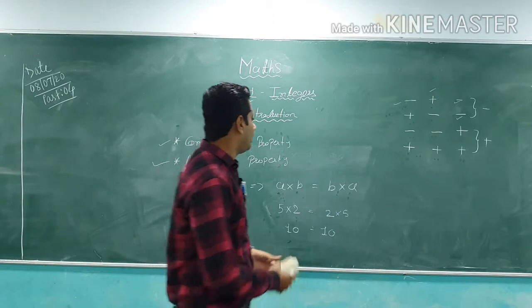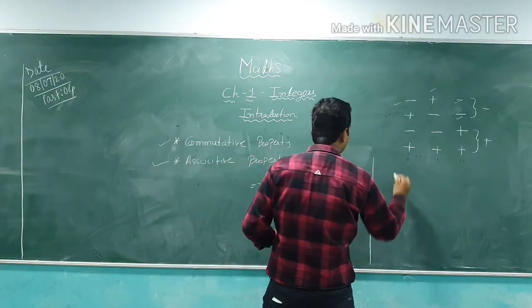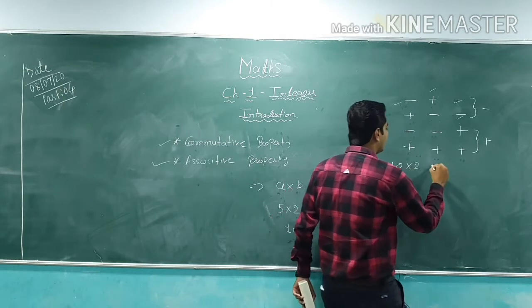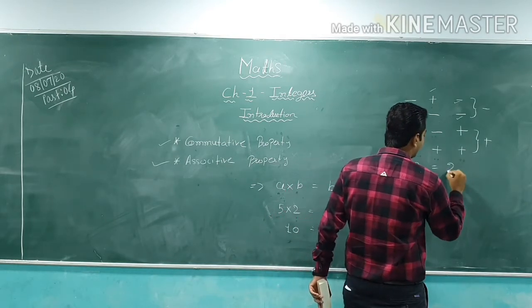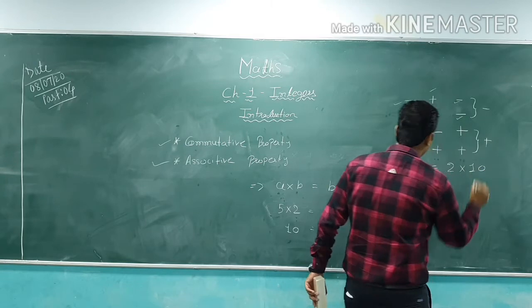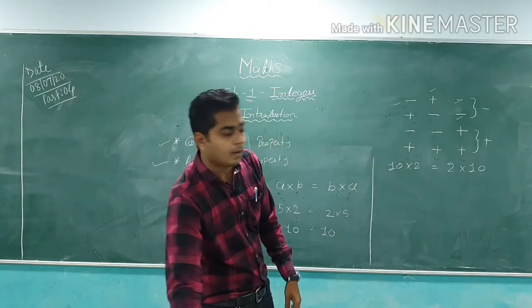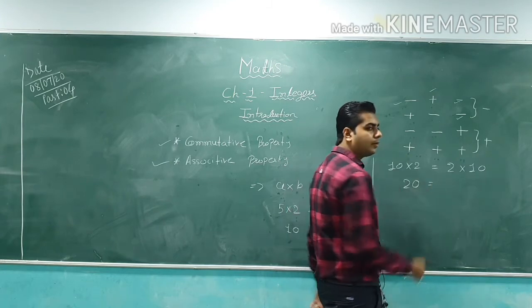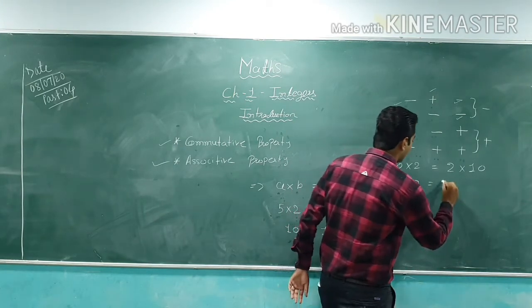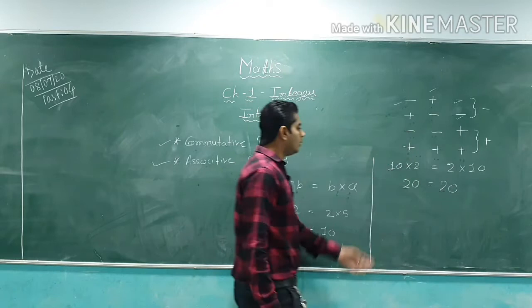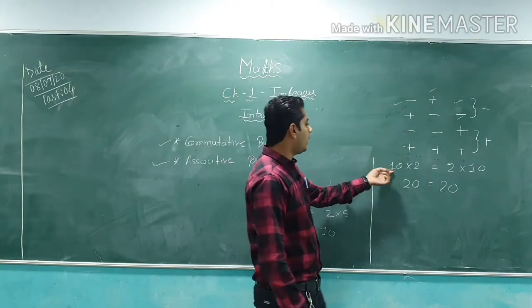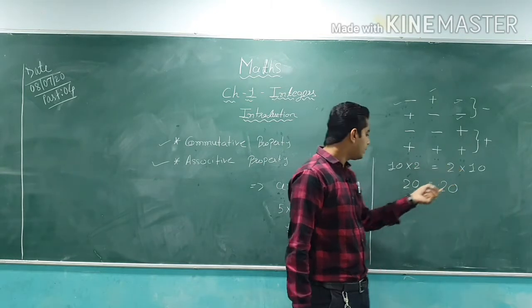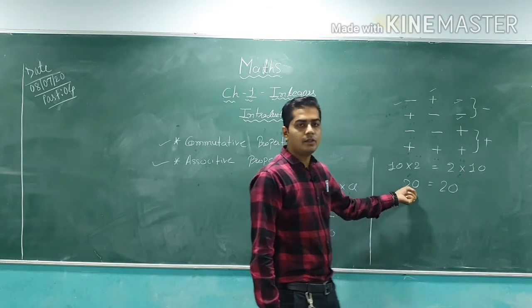Let's take another example. 10 multiply 2 is equal to 2 multiply 10. Now here 10 multiply 2 is what? 20. And 2 multiply 10 is what? 2 tens are also 20. So you can see that I changed the place of the integers, but still you get the same answer.